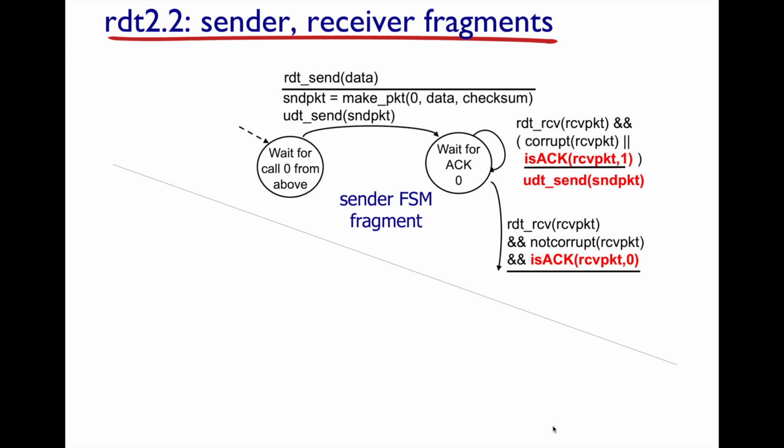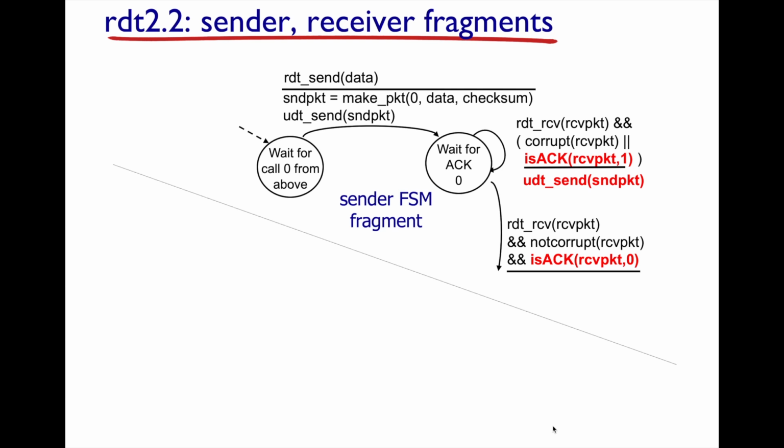So I'm going to resend in both those cases. So let's look at the case where it got what it was looking for. RDT receive, okay, so a message segment was received. It's not corrupt, so the calculated and stored checksum works out. They match. And it is an acknowledgement, and that acknowledgement has sequence number stamped 0.